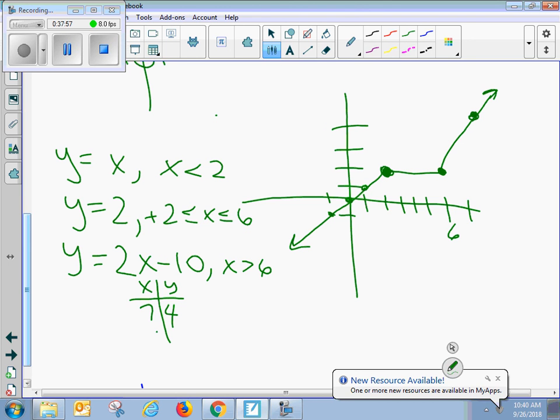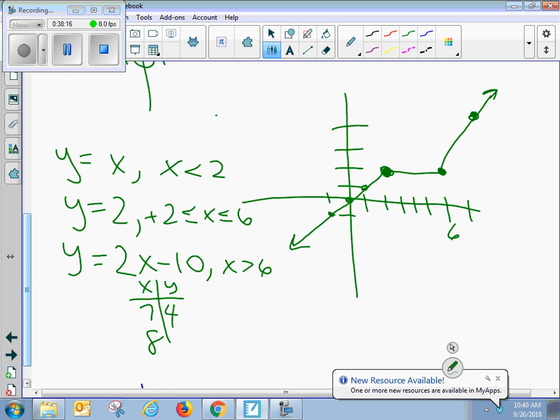If you didn't believe me, you could plug in 8. 8 times 2 is 16. 16 minus 10 would be 6, so you could see the nice angle it's on. That's a nice piecewise function. Every piecewise function is going to look different because they have different equations. Specifically this one, where it's connected, so it's continuous.